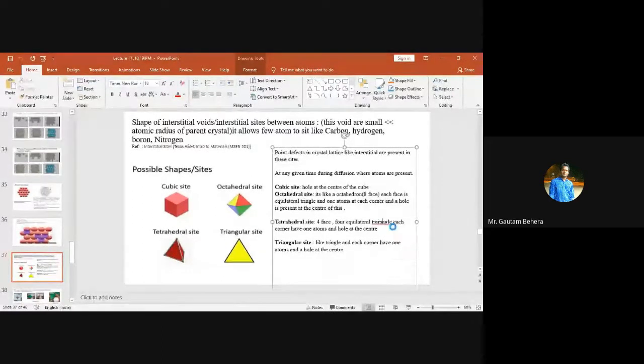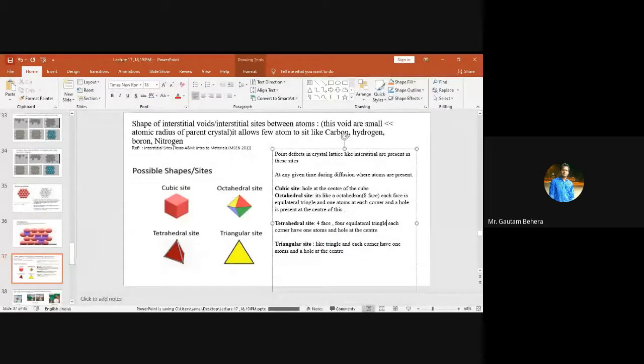4 equilateral triangles. Okay, let's take a look. Each corner has 1 atom, and the hole at the center is a tetrahedral site. And finally, triangular sites means, as I showed you, triangles, and each corner has 1 atom and a hole at the center. Right? So this is the hole, you can say, the center position.